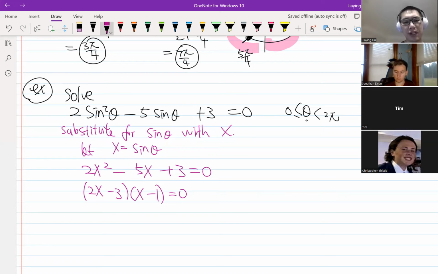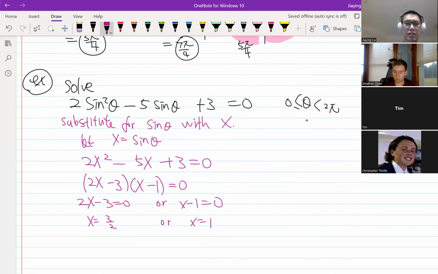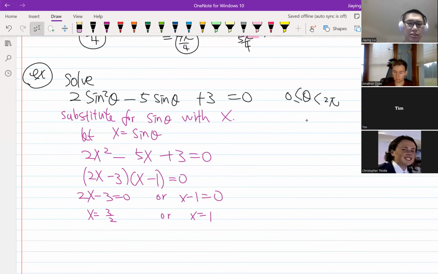And then we can solve each quantity. So we get 2x minus 3 equals 0, or x minus 1 equals 0. So we get x equals 3 halves, or x equals 1. So we get two x values. Now, if you go back to the problem, remember x equals sine theta. So that means sine theta equals 3 halves, or sine theta equals 1. And we just have to find theta from here.